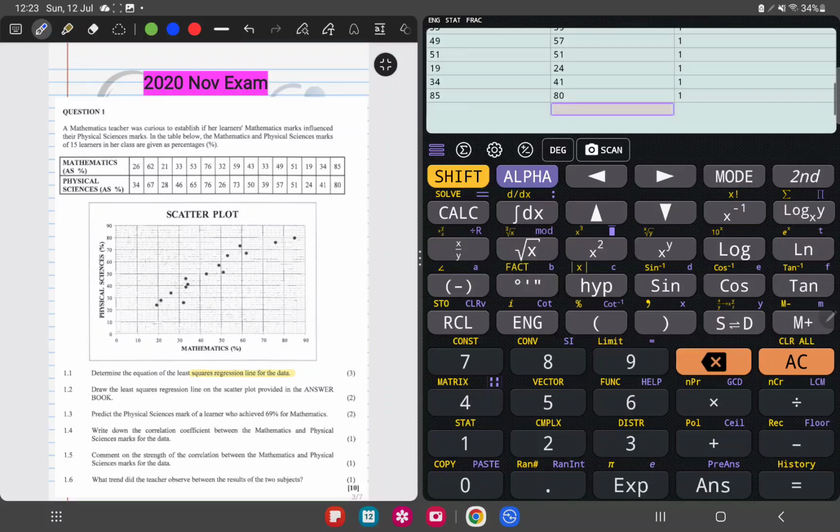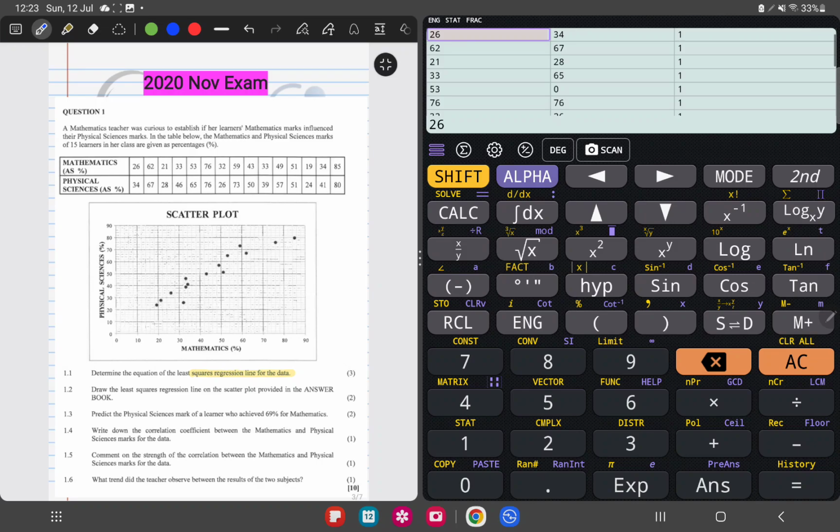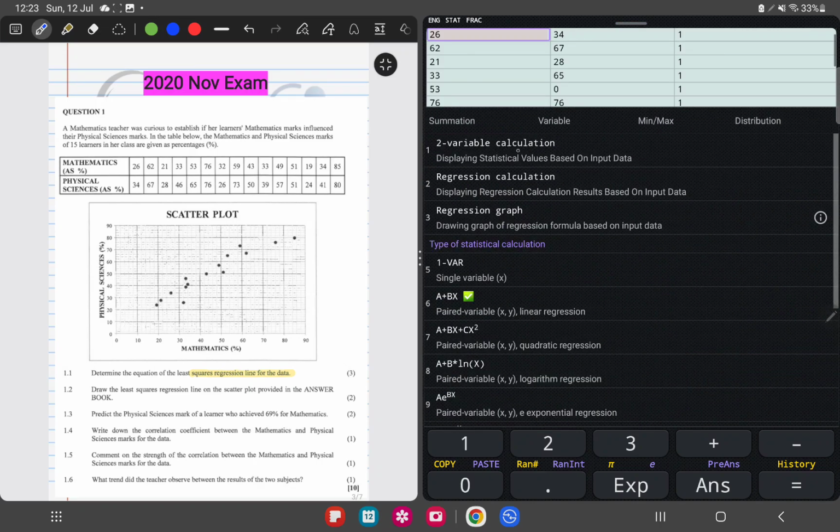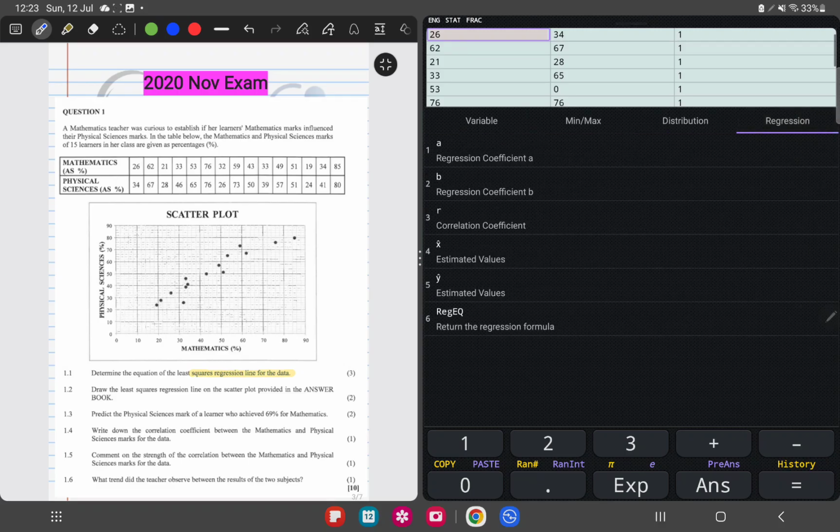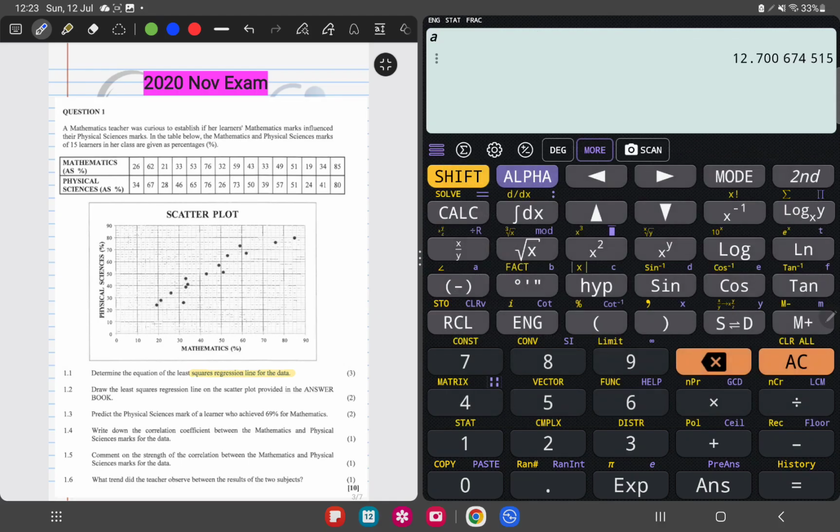So what I'm going to do is check for the values of a and b. When you now have your table, you should just say shift 1, and then in your calculator you'll be able to see stats, and then you'll say reg, which is for regression. Then you can click there, and you will see that we end up getting our value for a.